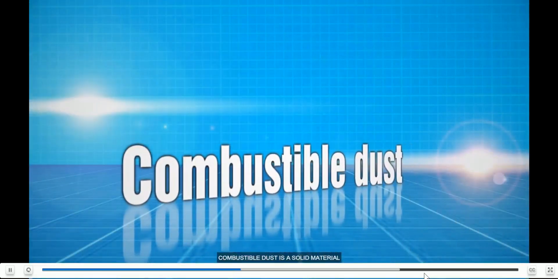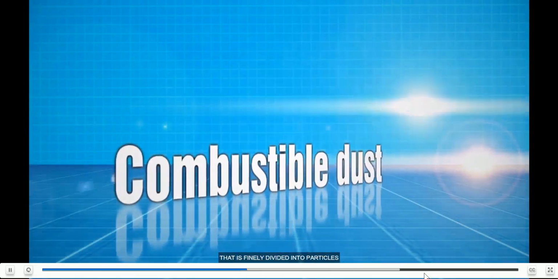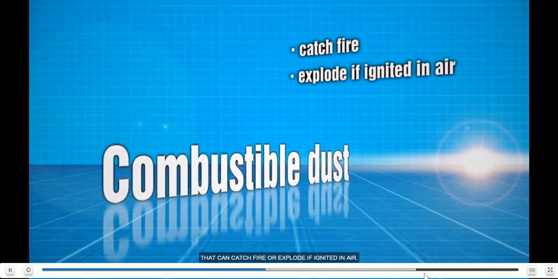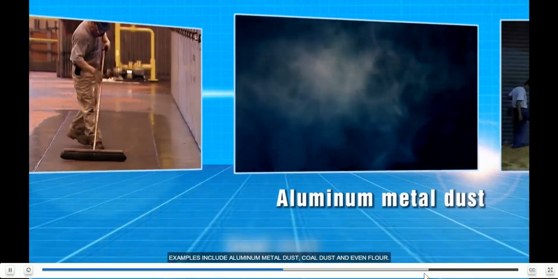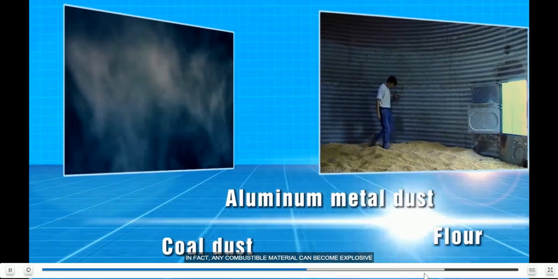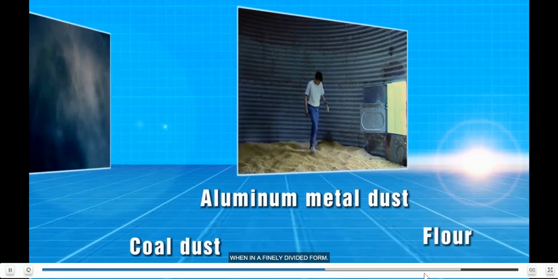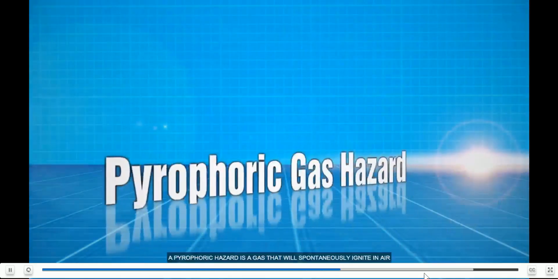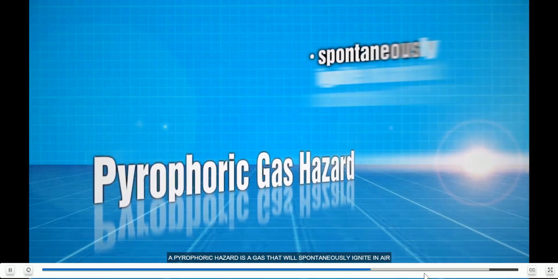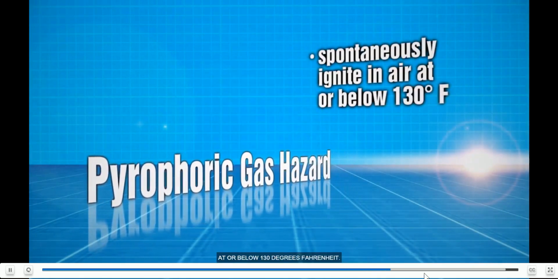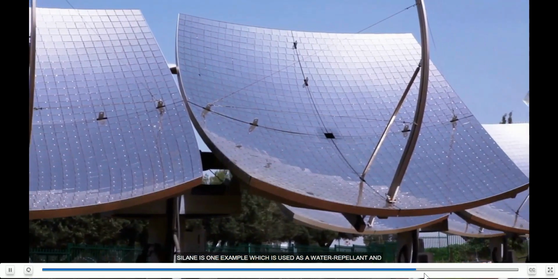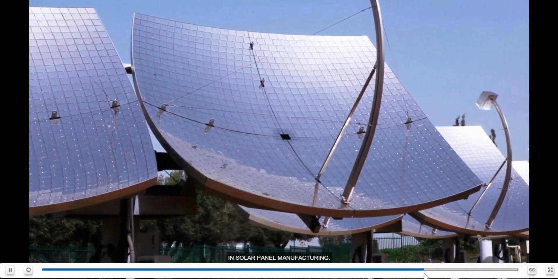Combustible dust is a solid material that is finely divided into particles that can catch fire or explode if ignited in air. Examples include aluminum metal dust, coal dust, and even flour. In fact, any combustible material can become explosive when in a finely divided form. A pyrophoric hazard is a gas that will spontaneously ignite in air at or below 130 degrees Fahrenheit. Silane is one example, which is used as a water repellent and in solar panel manufacturing.